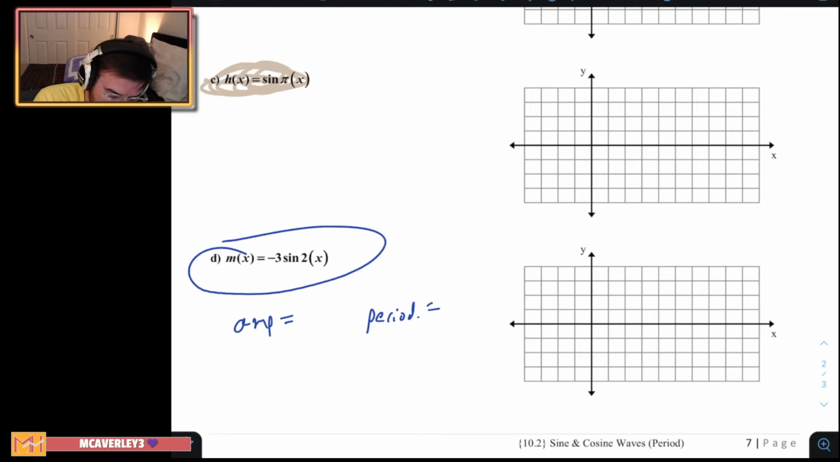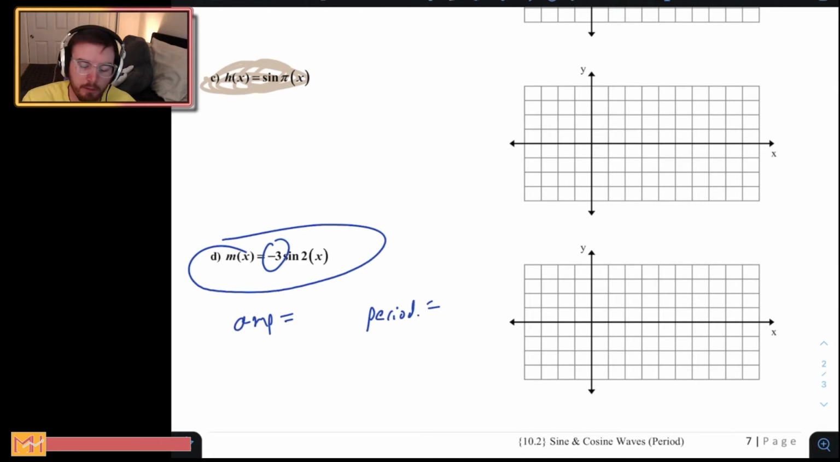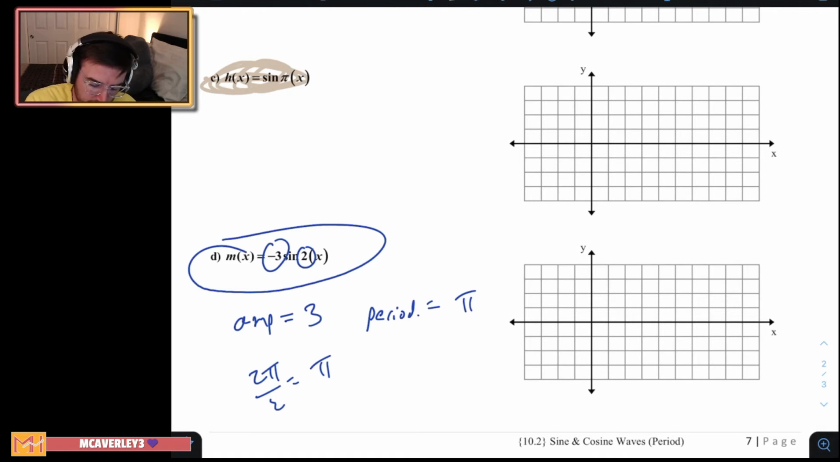And what do you notice? Well, immediately that 3 should tell you, boom, the amplitude is 3. Amplitude is a distance. You can't have a negative amplitude. So the amplitude is 3, positive 3. And our period, well, you take this number, 2 pi divided by 2. Our period is pi. Okay? So where our function would have gone from 0 to 2 pi, right? It would have done something like this.